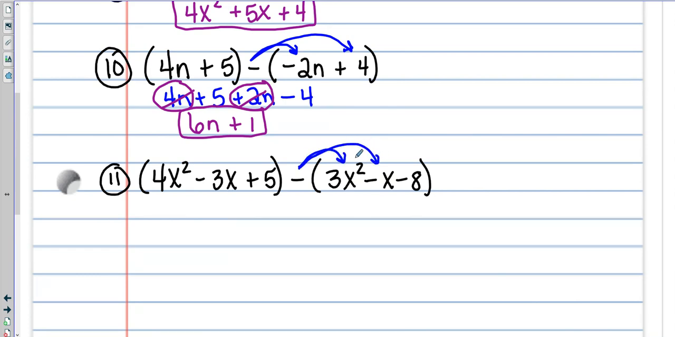And there's 3 terms, so it has to be distributed into all 3. Okay, so I'm just going to bring this first one down. So here, negative times 3x squared is negative 3x squared. And negative times negative is positive, and then negative times negative is positive. There we go. Now we can combine our like terms.